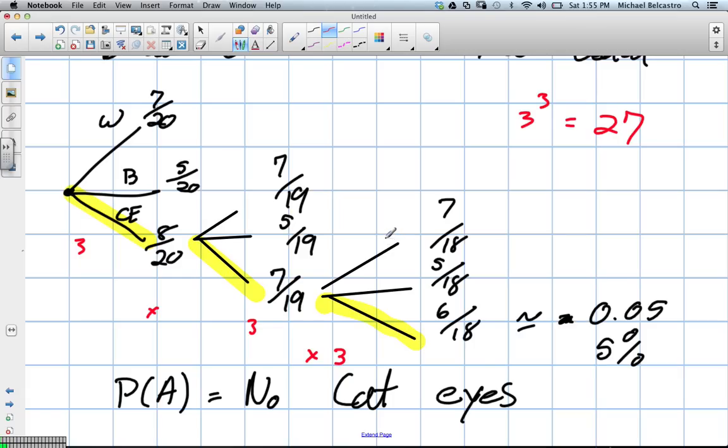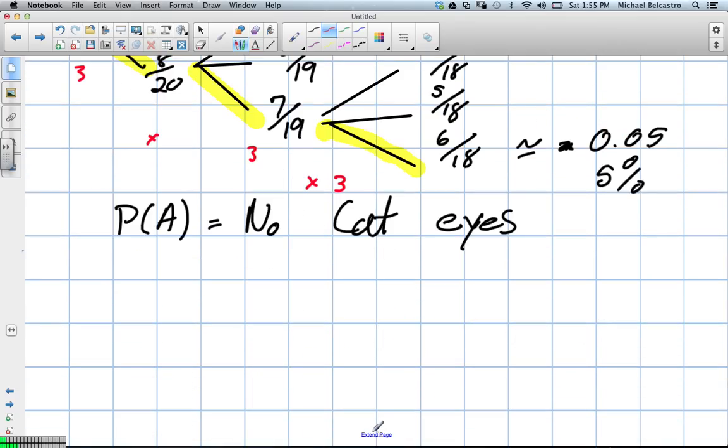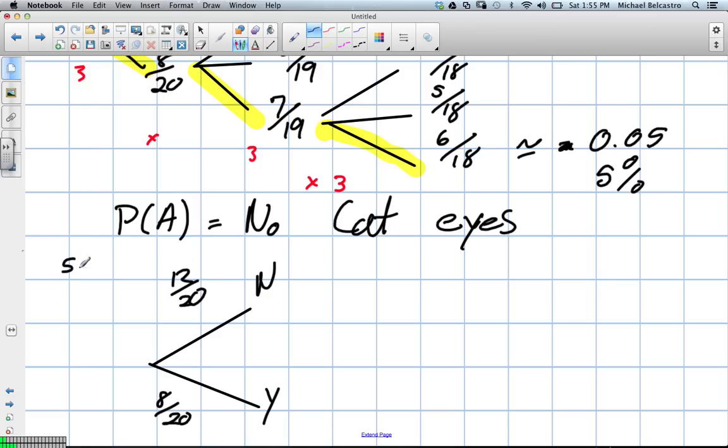To go through all the ones where no cat eyes are drawn, we can always either go through all the branches of the tree or try running the experiment with just cat eyes versus something else. So in this case, let's rewrite the tree diagram experiment, okay? And we're going to just lump them into groups. You either grab a cat eye, which is at first 7 out of 20, so we're going to say yes, or no cat eye, which would be 12 out of the total of 20, right? Because that's what the 5 white and the 7 black added up to.